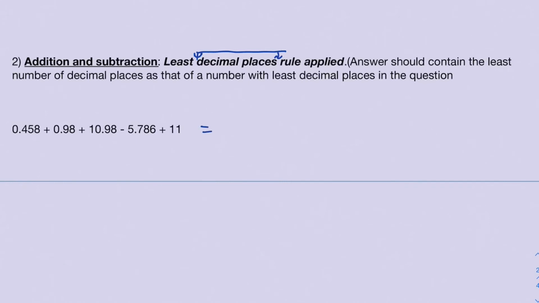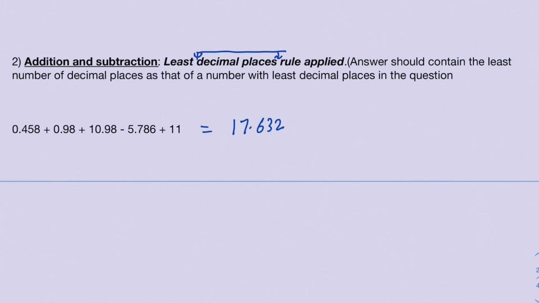So I got 0.458 plus 0.98 plus 10.98 minus 5.786 and then plus 11. So this comes out to be 17.632. So all we're really doing in this particular question is either adding or subtracting.